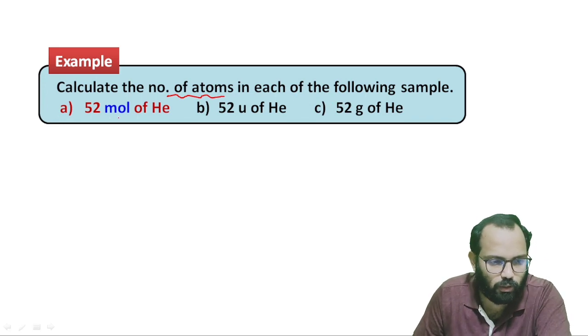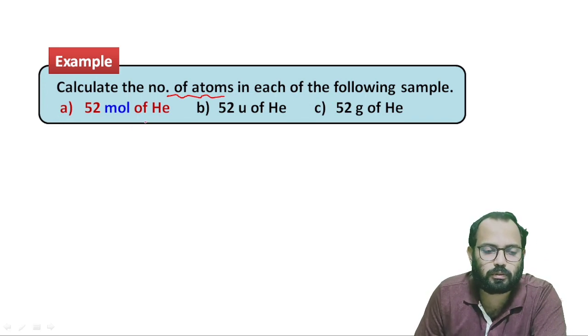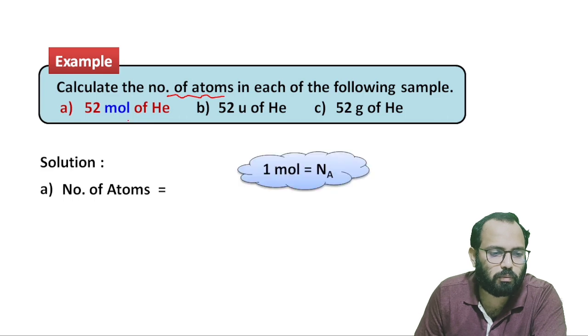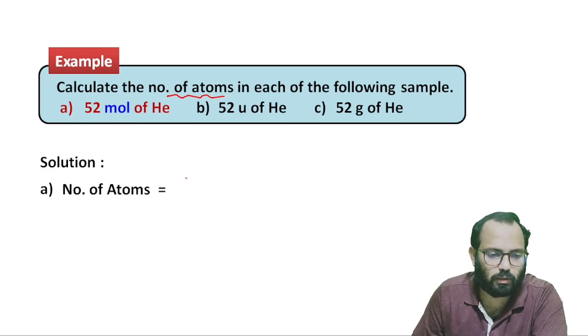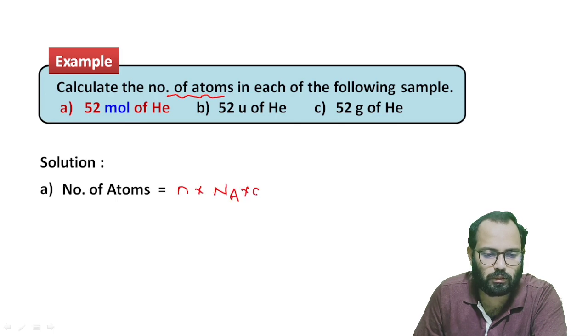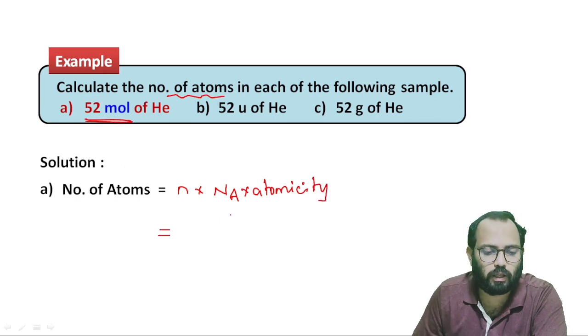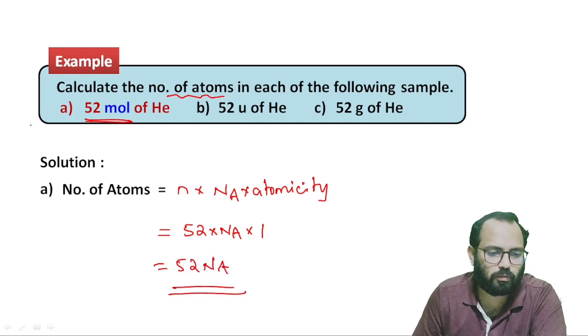Look at that. 52 moles of helium. For the 52 moles of helium, how are we going to find out the number of atoms? We know n is given mass by atomic mass. The number of atoms equation we can write: n into Na into atomicity. Now n they have already given, we don't have to find out the n. So 52 into Na, and helium is just one helium, so 52 Na is going to be the number of atoms for the first option.